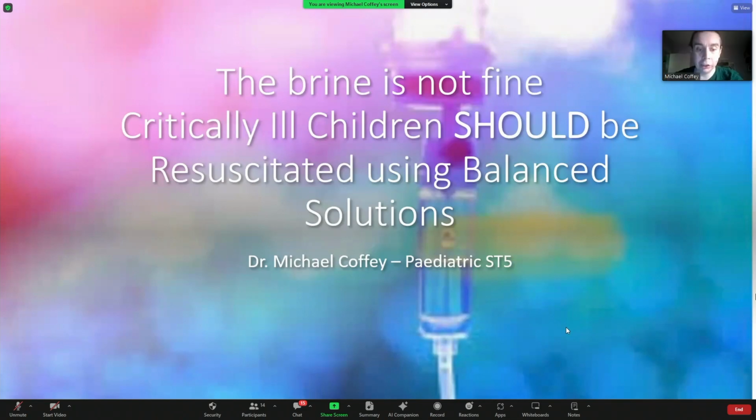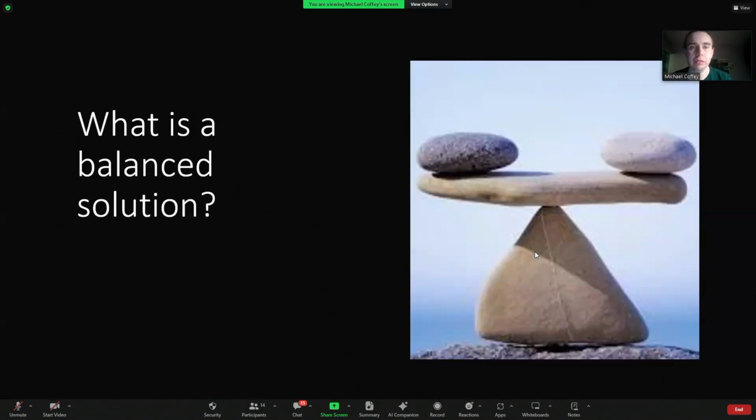So, as Ben introduced me there, I'm Michael Coffey. I'm a pediatric trainee in Northern Ireland, and I am going to be taking the pro side of this debate, and I'm going to be trying to convince you this afternoon that critically ill children should be resuscitated using balanced solutions. So, what is a balanced solution?